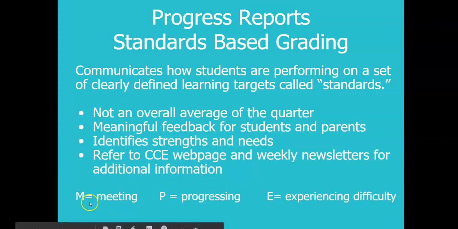Just a reminder, M means that your student is meeting that standard. P means they are progressing towards that standard. E is that they are experiencing difficulty with that standard.